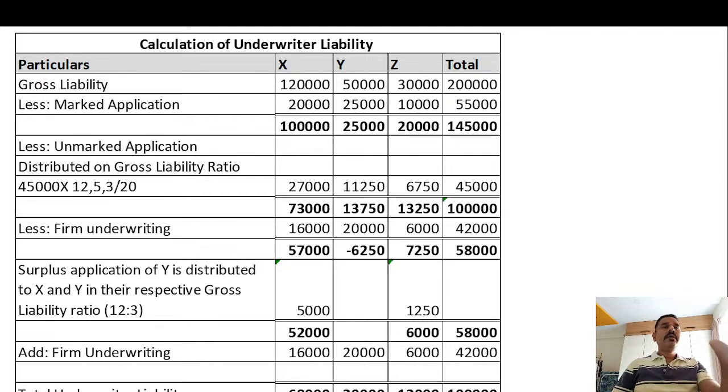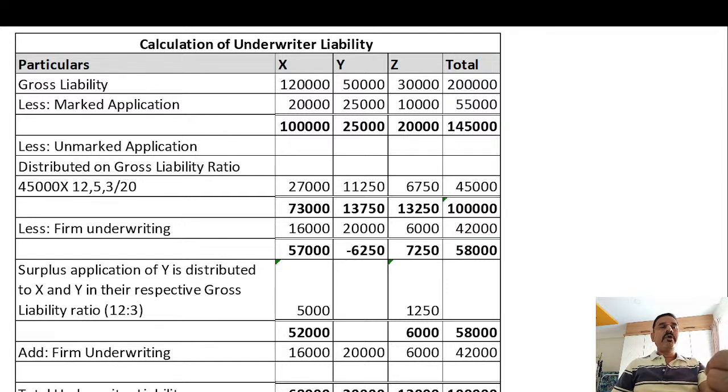So this is where the firm benefit is given. Firm underwriting benefit is given to underwriters. In this situation you have to make a statement like this. Okay, first step: if you write down the steps involved in calculating the underwriter liability, note them down. I'll explain one by one slowly.